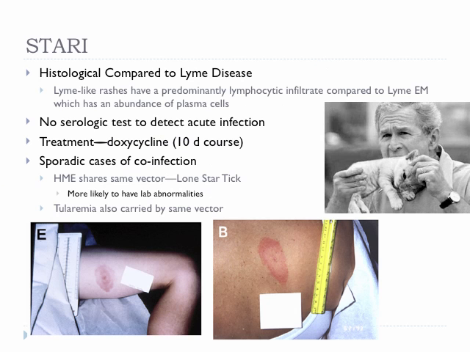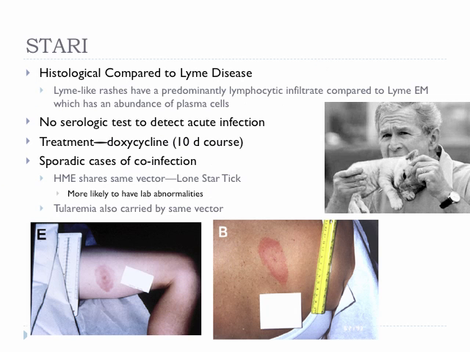Because the Lone Star tick is the vector for human monocytic ehrlichiosis and STARI, you could have co-infection, but like I said, STARI is a very mild illness. So if you have a very severe illness with lab abnormalities, you should suspect ehrlichiosis co-infection. And theoretically, Tularemia has the same tick vector, but there have been no case reports of Tularemia being co-infected with STARI. And here you see the more central clearing, smaller lesions as well.